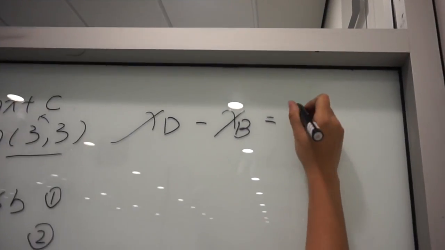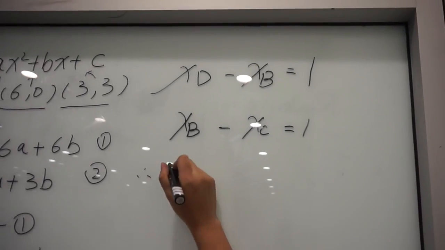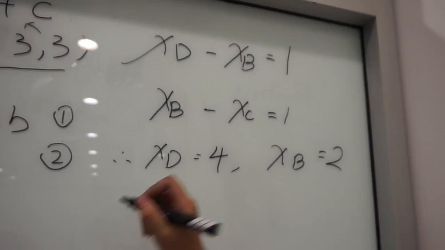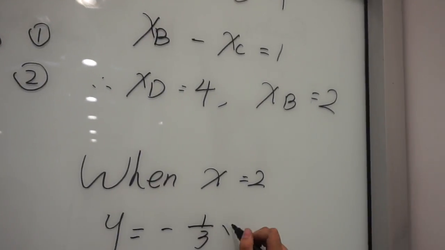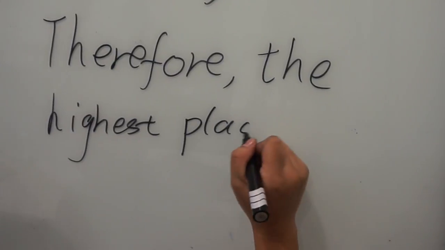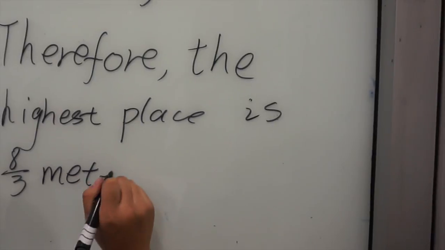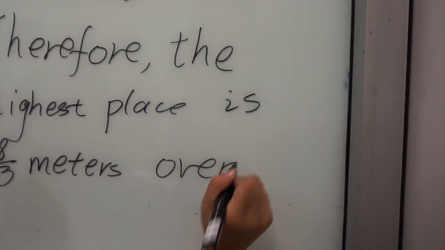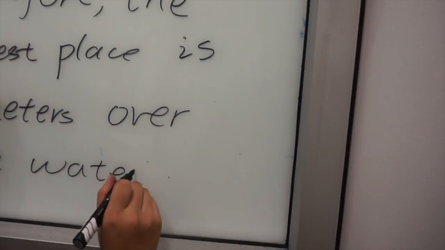Therefore, xd minus xb equals xb minus xc equals 1 meter, and yc equals yd. Then xd equals 4 meters, and yc and yd are both the highest place that the planks can be put. From the answer of question 1, when x equals 2, y equals minus 1 over 3 times 2 squared plus 2 times 2, which equals 8 over 3. Therefore, the highest place is 8 over 3 meters above the water. That's the end of solving the question. Thank you.